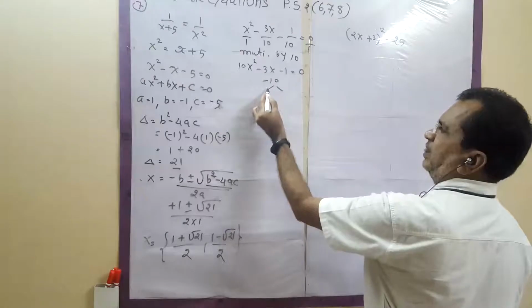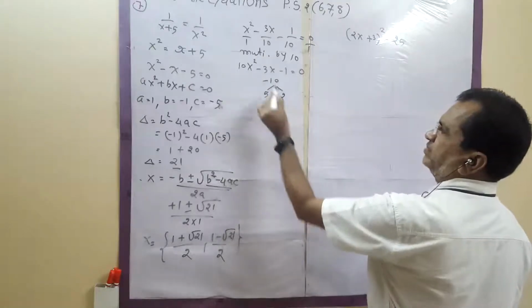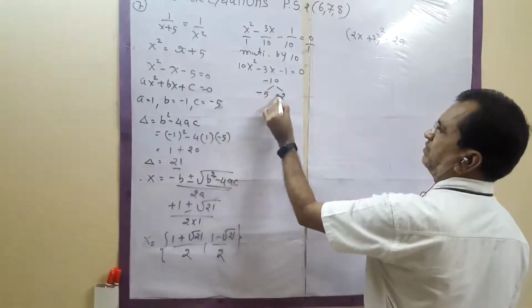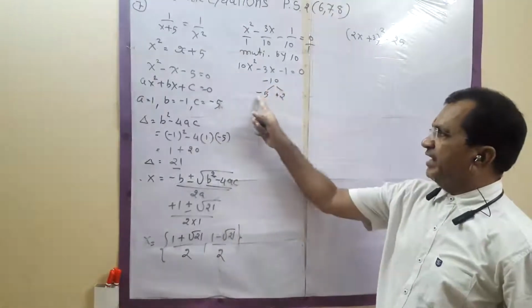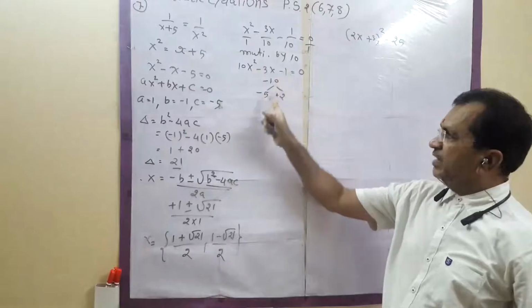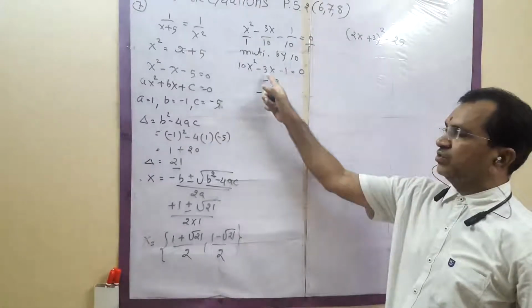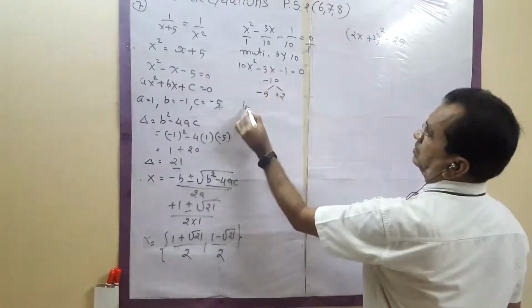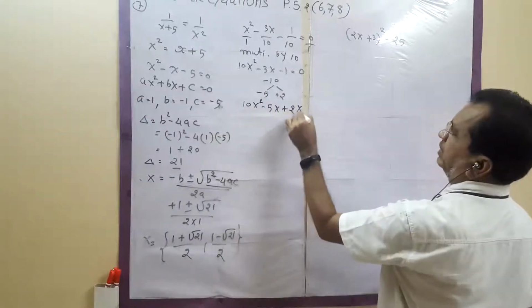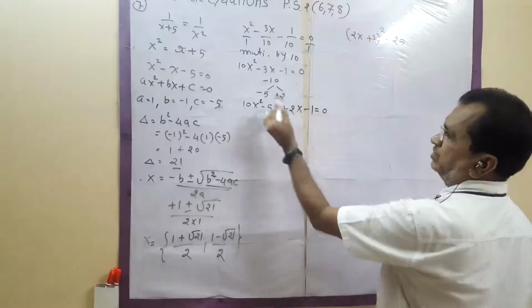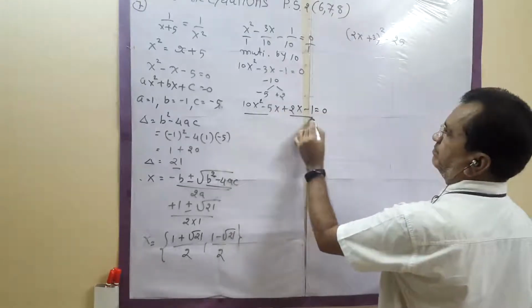10 ones are 10. 5 twos are 10, the bigger one, this smaller one. Minus 5 plus 2 is equal to minus 3. So 10x square minus 5x plus 2x minus 1 is equal to 0. This way you have to split up.